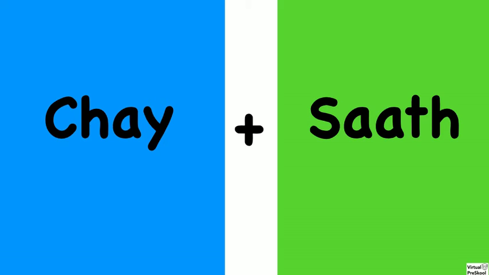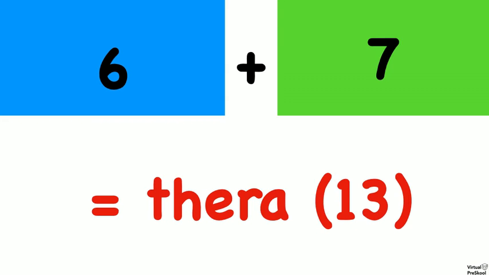Chhe plus sat. What is chhe in Hindi? Okay, and what is sat in Hindi? Very good. So do your counting. Chhe is 6, sat is 7. So what is 6 plus 7? Do your math. 13, right? 6 plus 7 is 13.